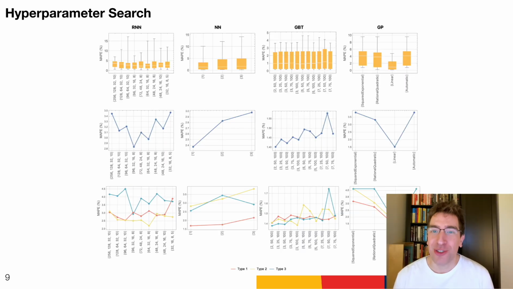Before training, I also undertook a hyperparameter search. This is so that when the comparison occurred, all the models would have optimal parameters to perform well.